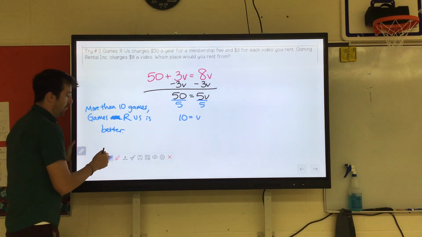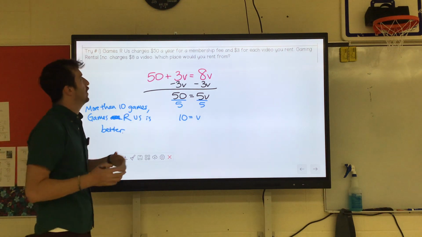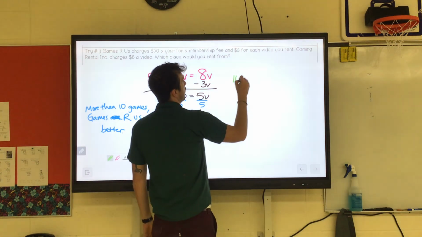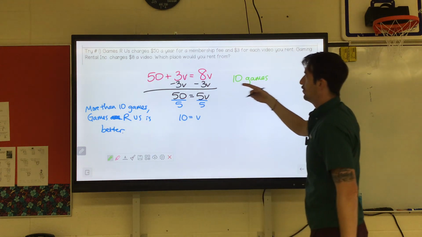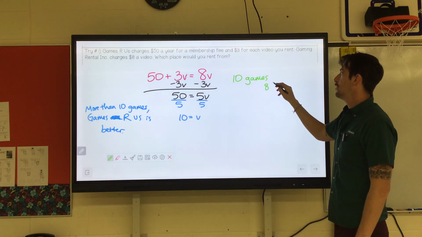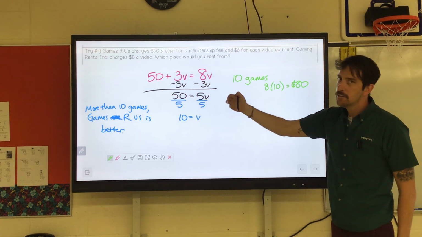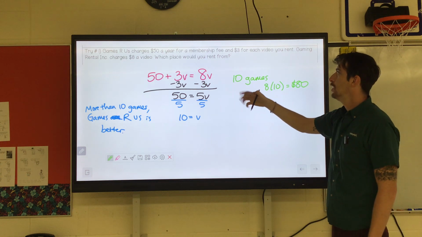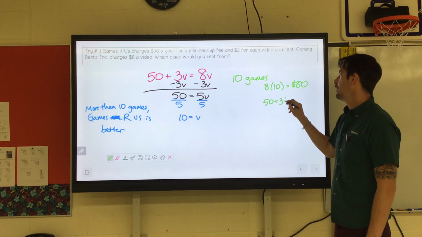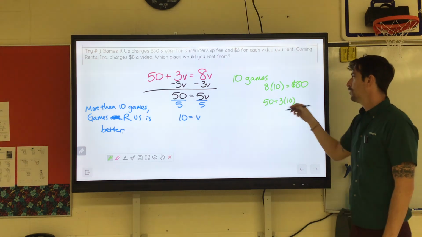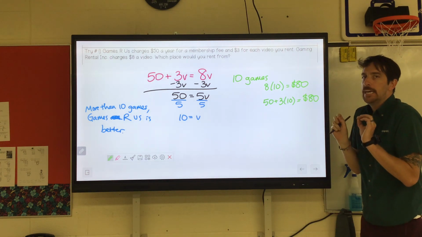Now, mathematically, if we wanted to check that, we're getting 10 video games, it's the same price. So how much would that cost? If we did 10 games, the second place, the rental place, is $8 times each of those. So it would be $80. In theory, the other place should also be $80. Games R Us would be 50 plus 3 times the video games. 3 times 10 is 30 plus 50 is also 80. So if we get 10 games, it's going to be exactly $80.